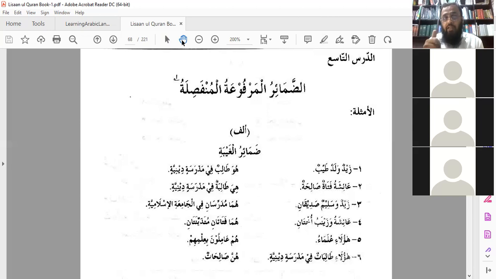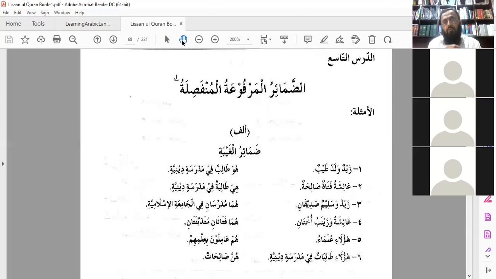In mudhakkar we have three words. For mudhakkar wahid, al-mufrad, huwa. Huwa is the word for mudhakkar ghaib. For two, muthanna mudhakkar ghaib, the word is huma. Then for more than two, jama al-mudhakkar al-ghaib, we use the pronoun hum. That will come in examples as well, but first let's clear the concept. Huwa wahid mudhakkar, huma muthanna mudhakkar, hum jama mudhakkar.